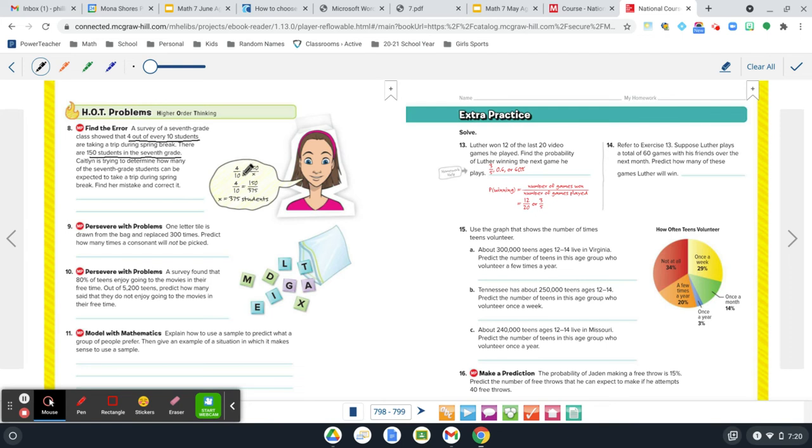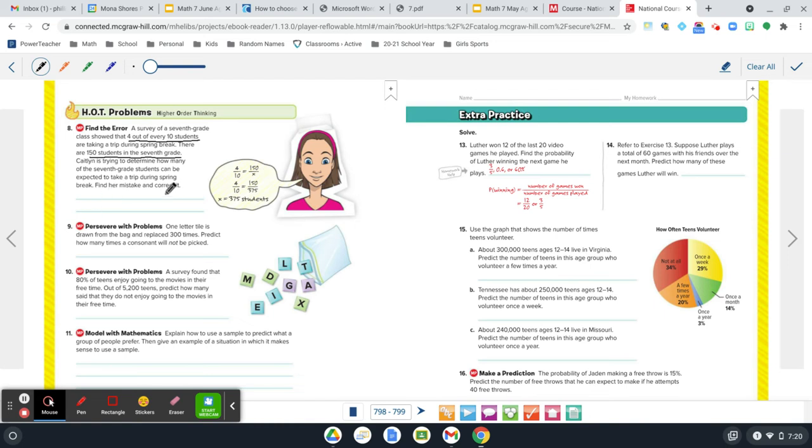She's got the 4 out of the 10 based on the sample that she took, the survey. And notice where she's putting the 150 students in 7th grade. That shouldn't be in the numerator. When we set our proportions up last week, we talked about how the totals need to be in the denominator. And that 150 is a total. So that needs to come in the denominator. You need to flip that second fraction. So it should say X over 150.